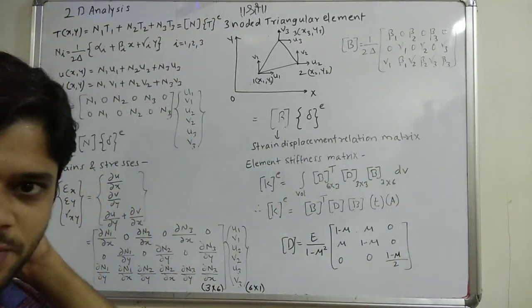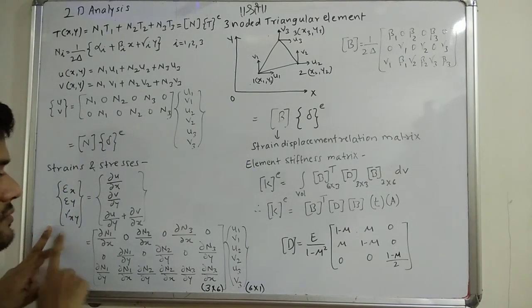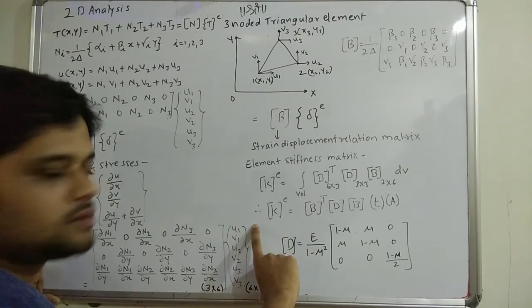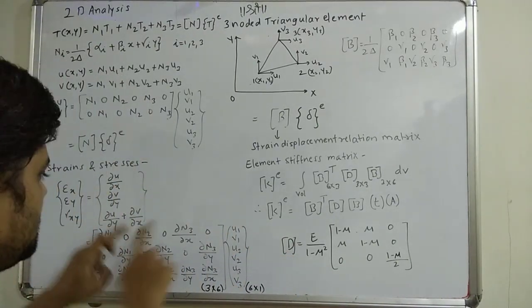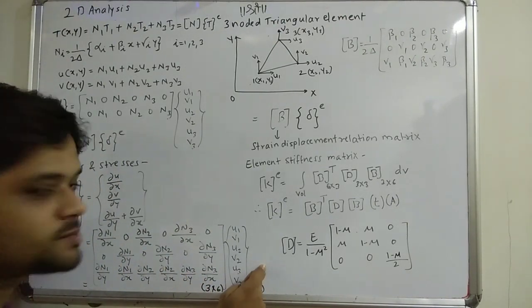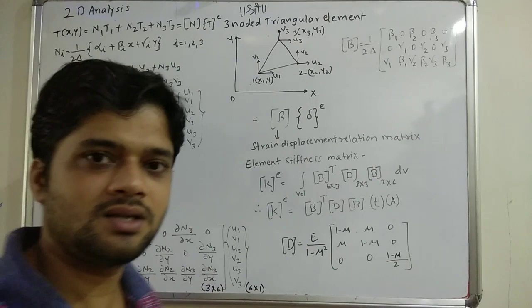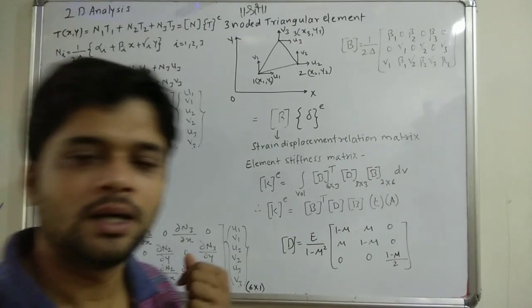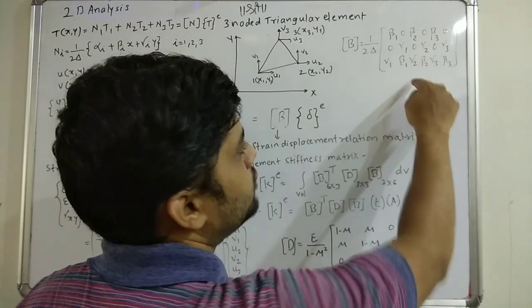Now why is it called the strain displacement relation matrix? On the left hand side I have strain, that is epsilon x, epsilon y, and shearing strain xy, and on the right hand side, the column matrix side, I have the primary variable. Primary variable in the structural field is displacement. So this matrix gives us a relationship between strain and displacement, and that is the reason why it is called the strain displacement relation matrix. It is generally denoted by capital B, and this is the capital B we get.